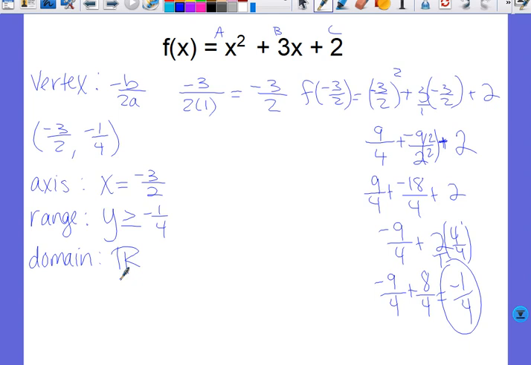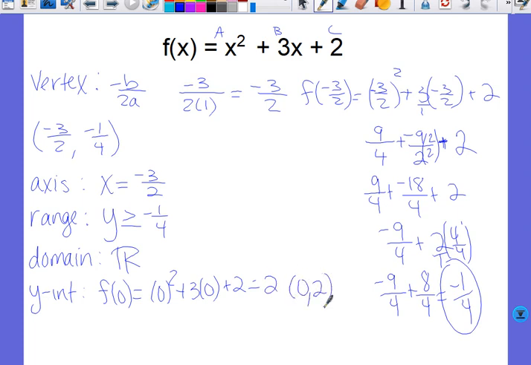Then now that I've done that, let's go into y-intercept because personally I think that's really easy too. And that's where you put 0 for your x. So that would be 0 squared plus 3 times 0 plus 2, which equals 0 plus 0 plus 2, which is 2. So that means my y-intercept is (0, 2).